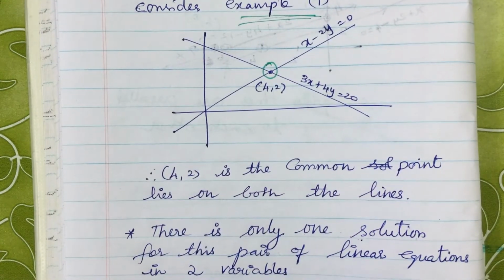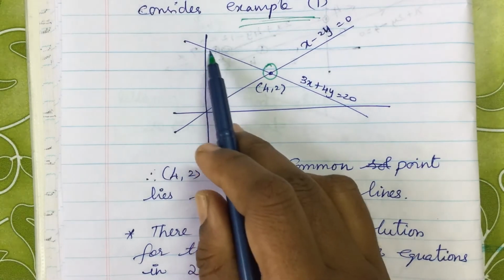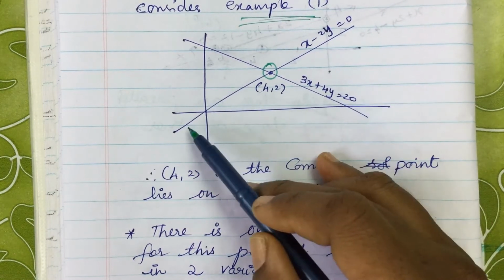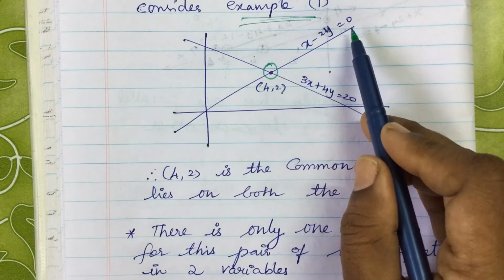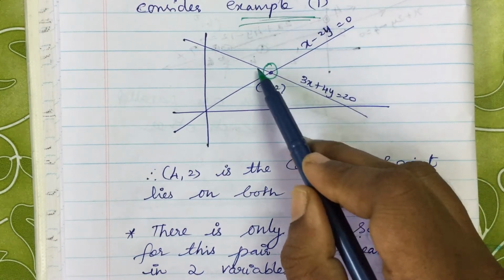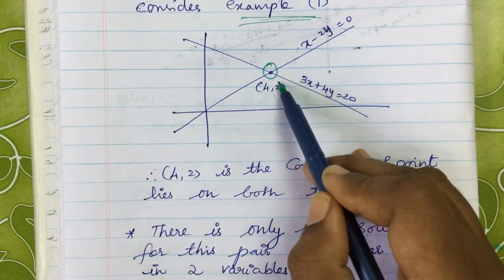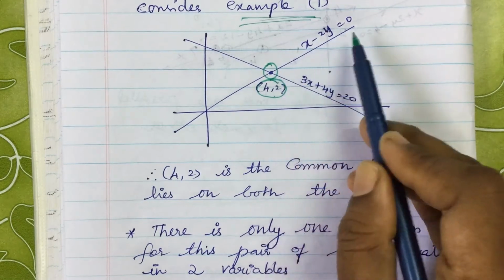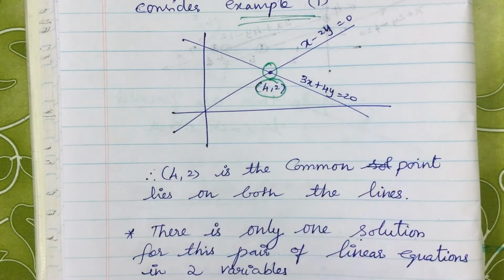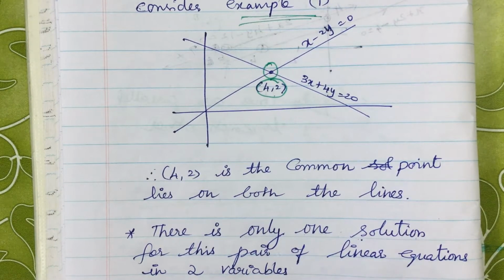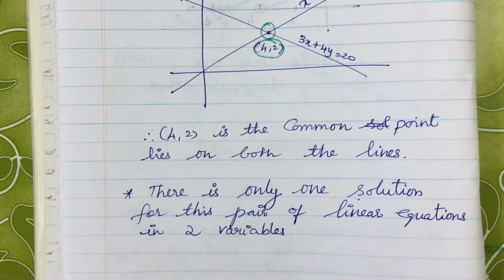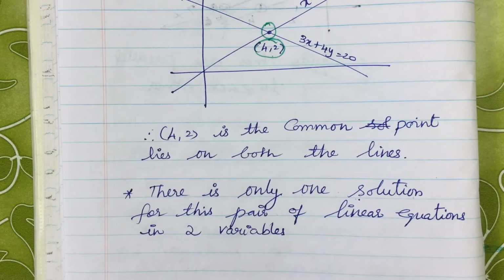Here (4, 2) is the common point that lies on both the lines, because this line will have an infinite number of points, and this line also will have an infinite number of points. Since these two lines intersect at this point, you can observe that this particular point lies on both the lines. So you can call this the common solution for both the lines. Therefore, for a given pair of intersecting lines, you will get only one solution.